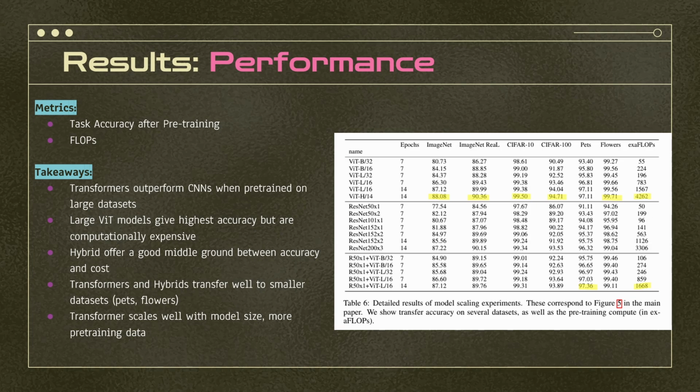So the hybrid offers a good middle ground between accuracy and cost. And the good thing is transformers and hybrids transfer well to smaller data sets. From being trained on the big data set, they transfer well to smaller data sets like Pets and Flowers and specific classes. They also scale well with model size and data size.